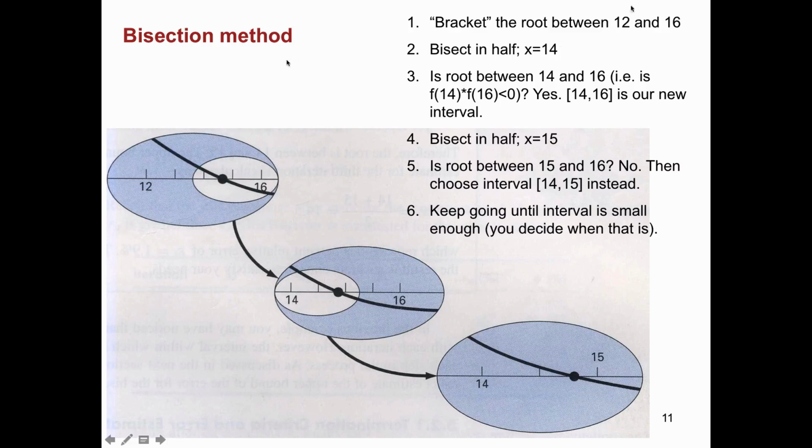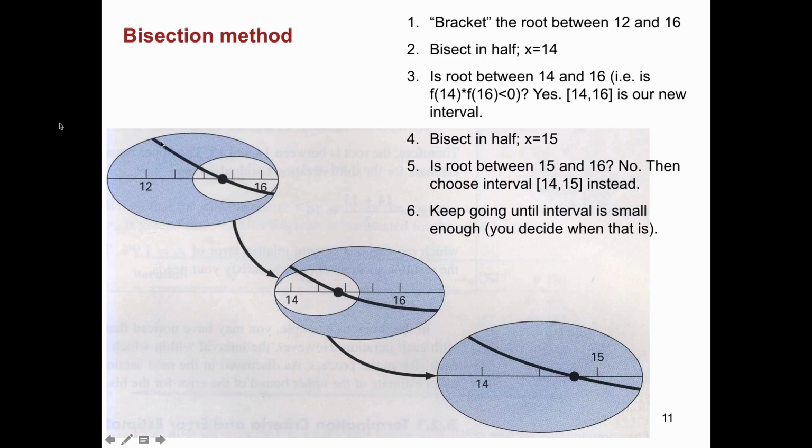Basically, I need two starting values, so 0, 20 or 12, 16, both work here. And then I bisect this in half, so I find the midpoint. That's what it means to bisect. And then I look at f of 14. So if f of 14 times f of 16 is less than 0, that's the interval to keep. Right? So I'm just going to update my lower bound value to be this 14 and not 12 anymore. Yes? So now I have my XL to be 14 and XU remains at 16.